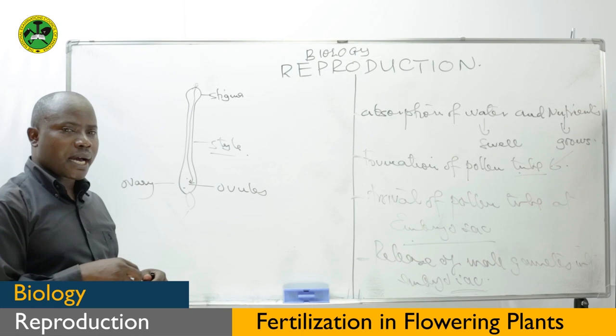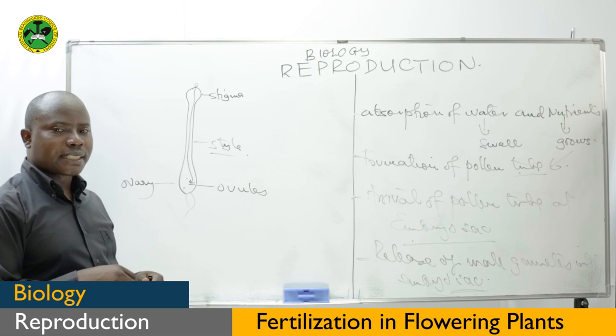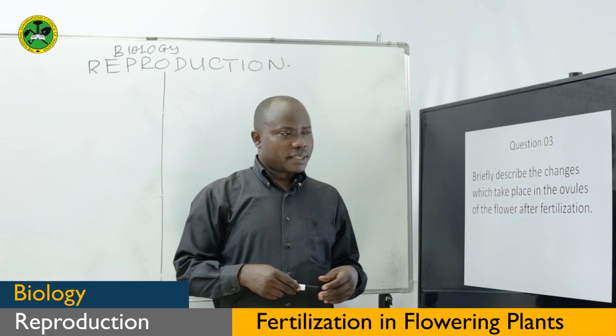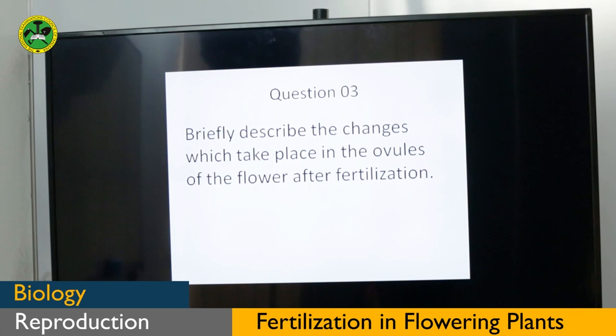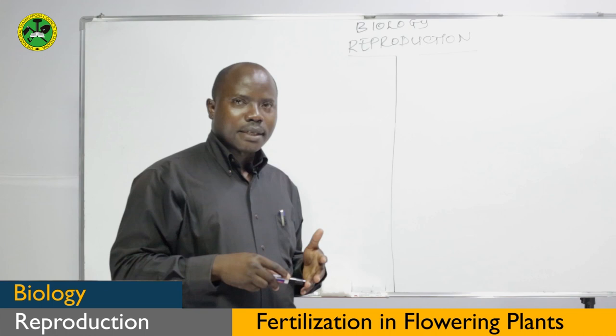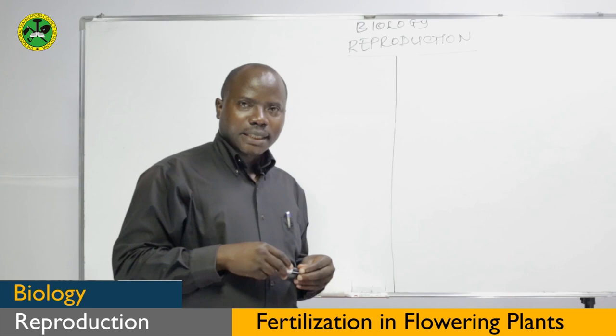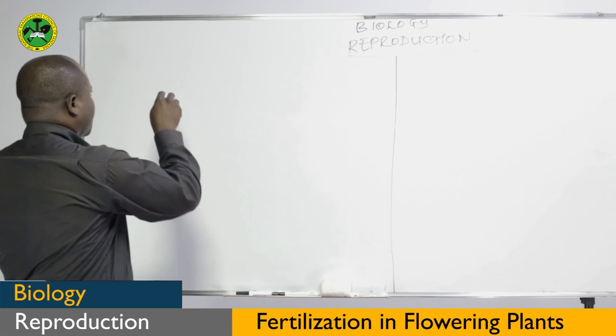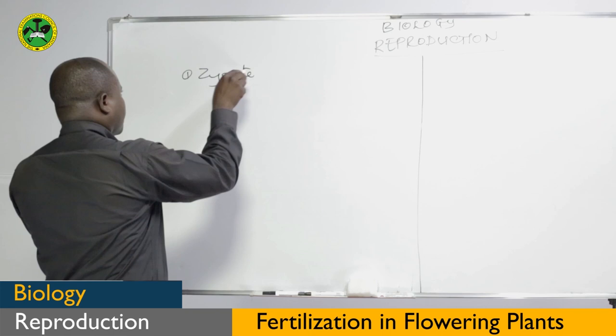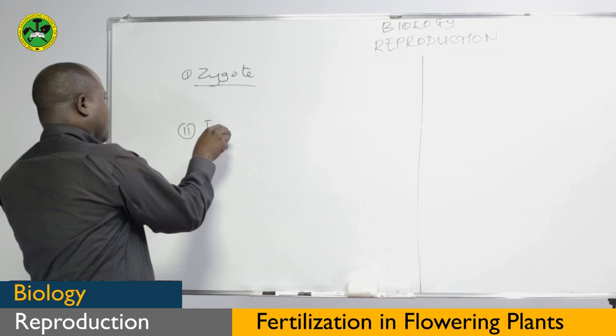Let us go to question number 3 and see how it can be responded. Question number 3 says, briefly describe the changes which take place in the ovules of the flower after fertilization. Dear students, this question requires a description of changes occurring in the ovule after fertilization. After fertilization, there are two structures formed in the ovule. The first one is the zygote. The second one is the endosperm.